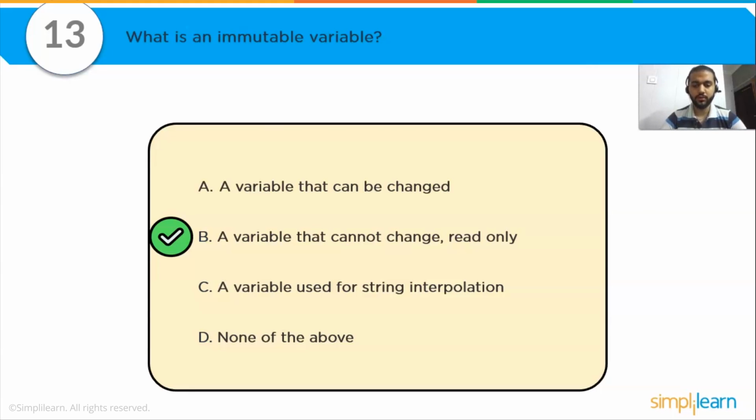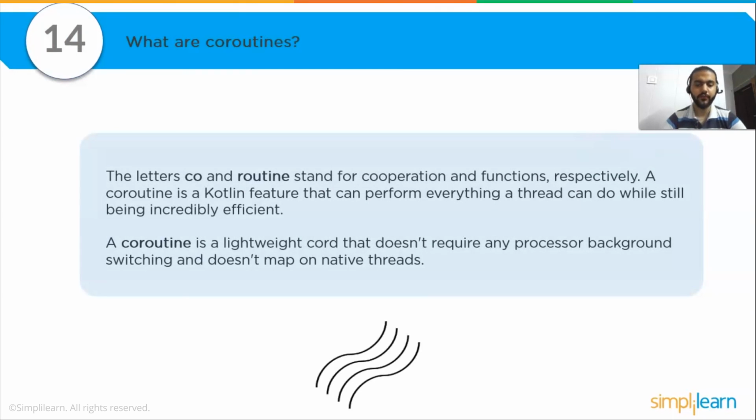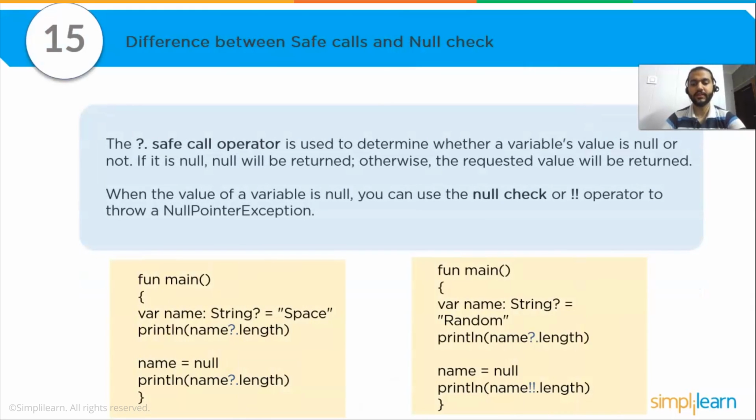Now coming on to the 14th question, which is, what are coroutines? It is a very important concept. The letters co and routine stand for cooperation and function respectively. A coroutine is a Kotlin feature that can perform everything a thread can do while still being incredibly efficient. A coroutine is a lightweight code that doesn't require any processor background switching and doesn't map on native threads. So this is coroutines.